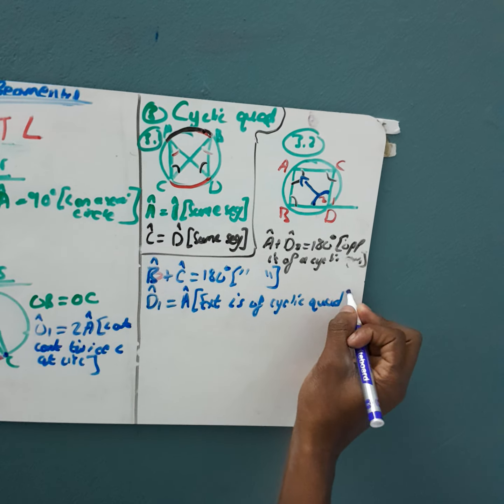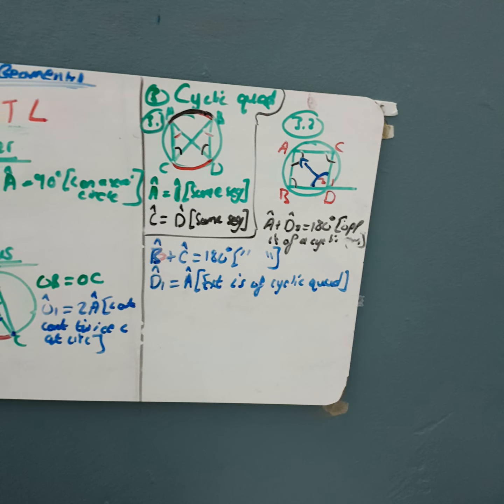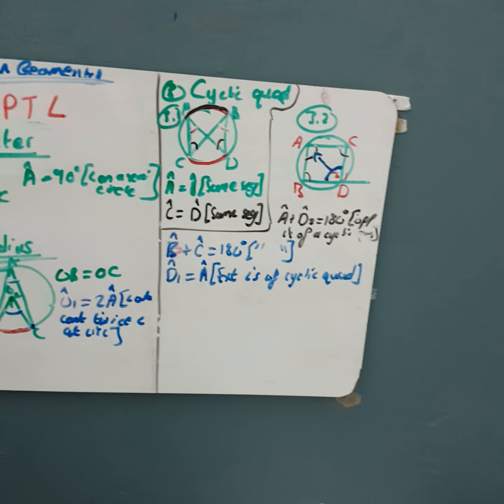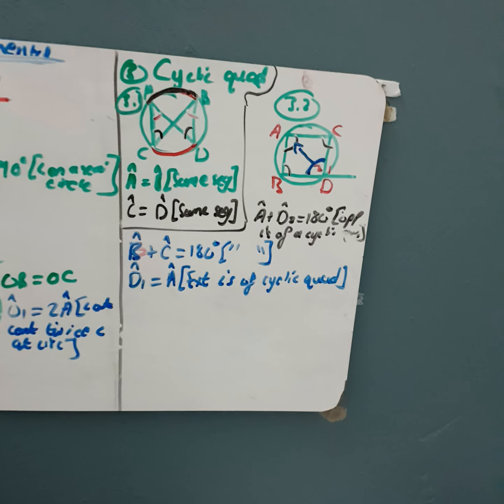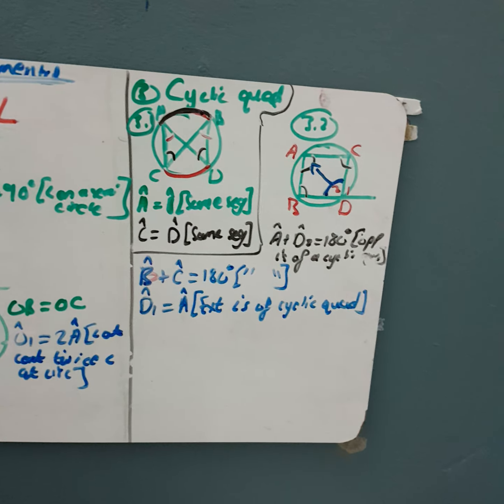We only have that one. So when you are asked to prove that this thing is a cyclic quad, you are going to apply these things. Either you prove same segment, or you prove opposite angles of a cyclic quad, or you prove the exterior angle of a cyclic quad.